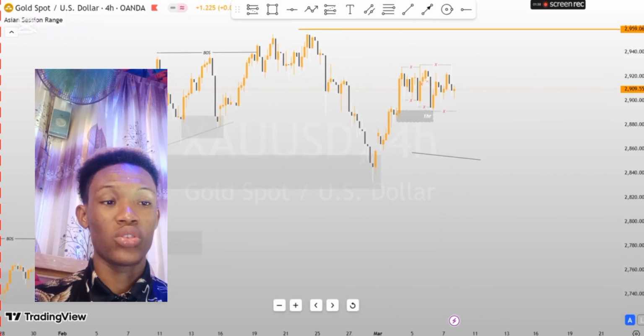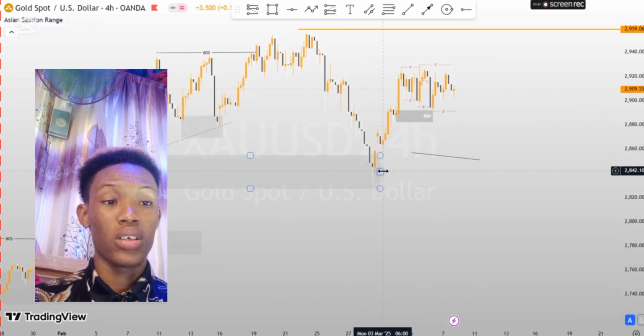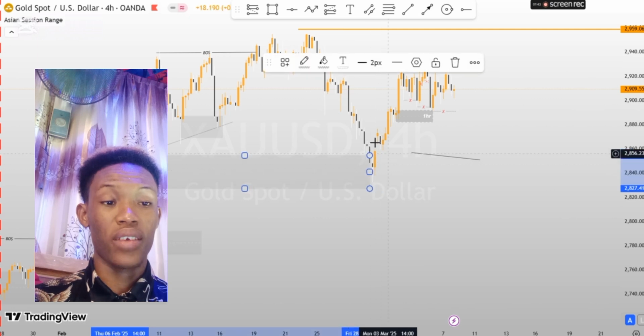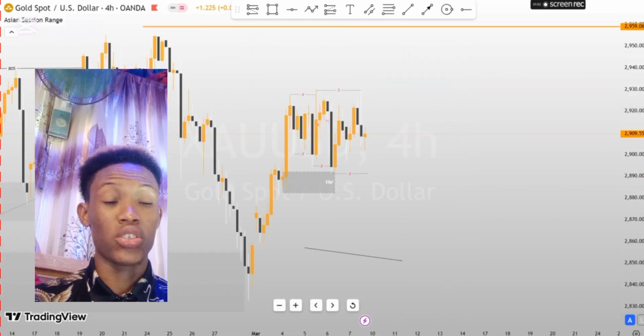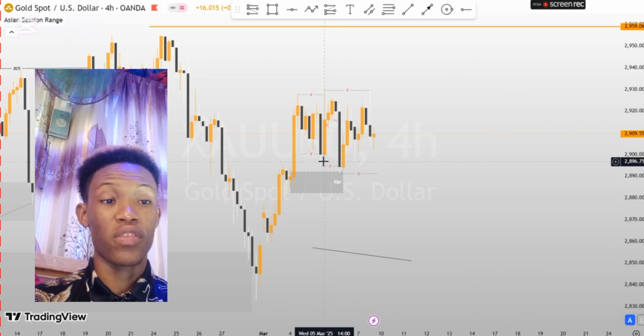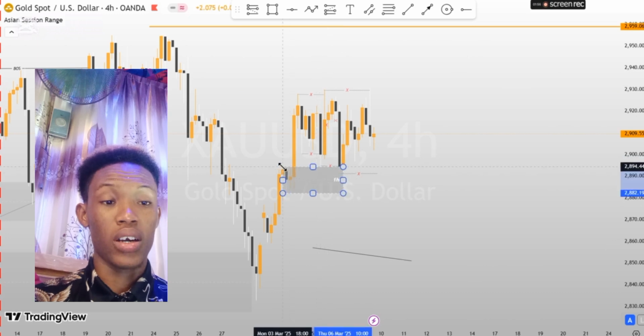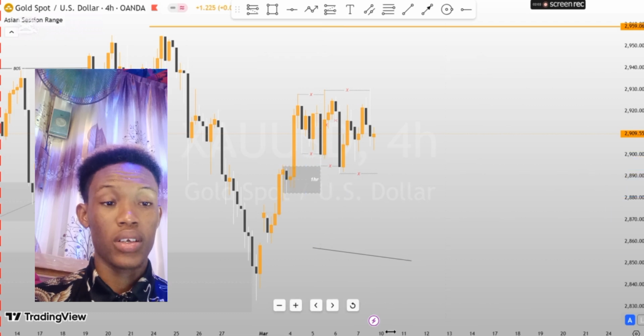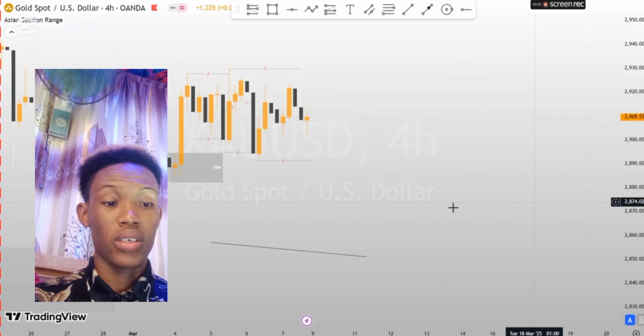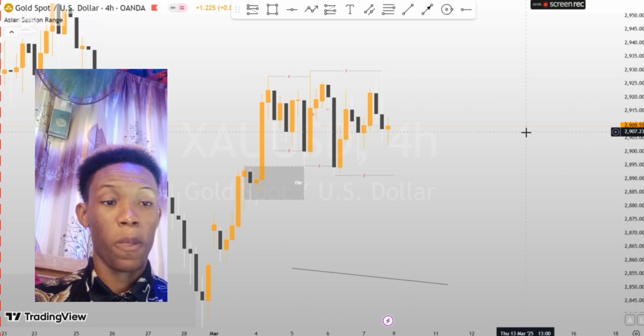So now I have two zones that I'm looking out for. First of all, I have almost three zones here: this is zone 1, zone 2, and the third zone here that I'm looking to buy. Price is currently at this zone. As of the 5th of March, price is currently reacting from this point. This was where price was.